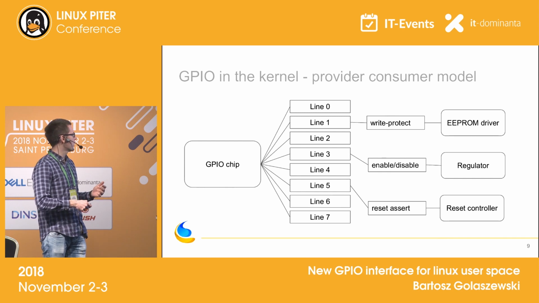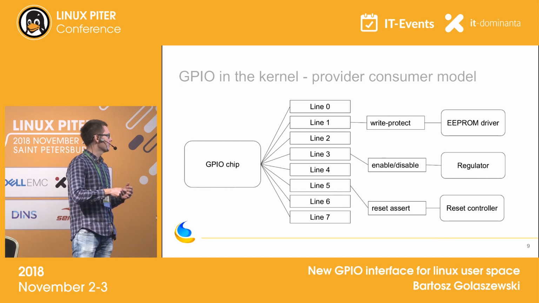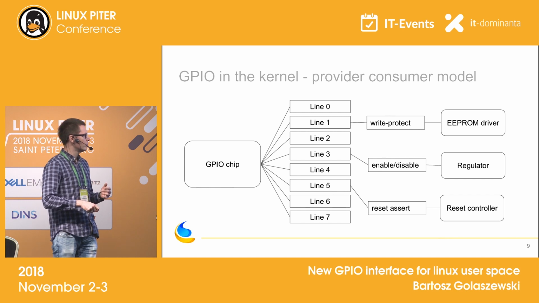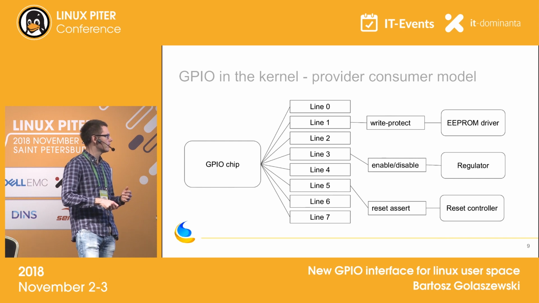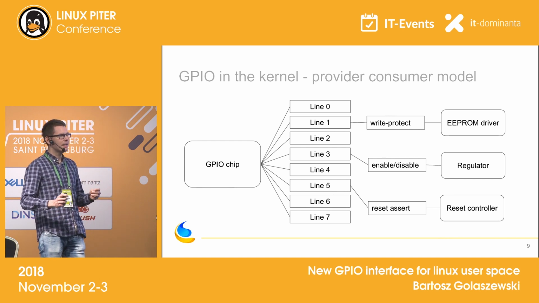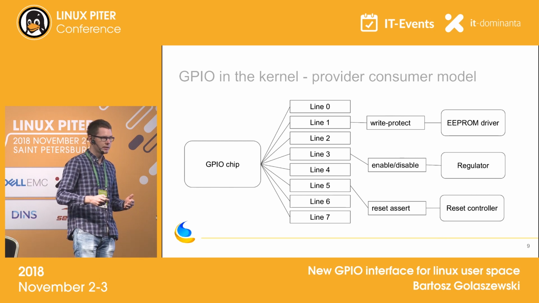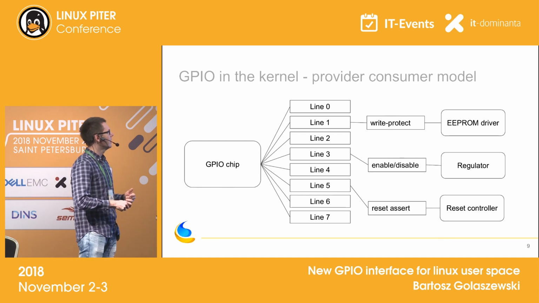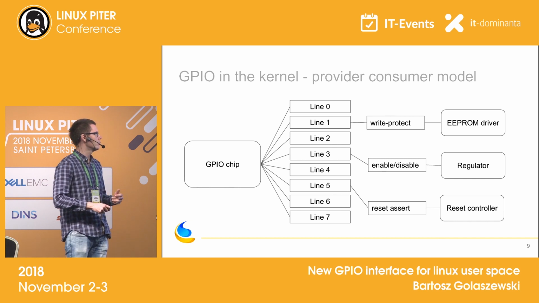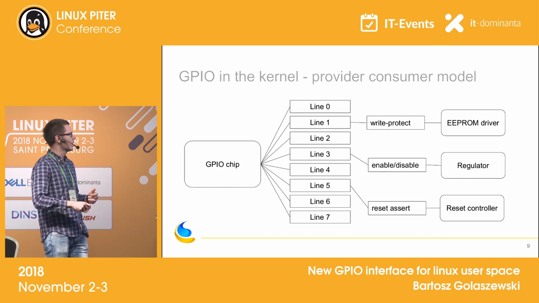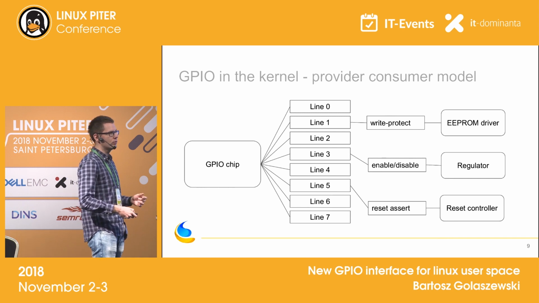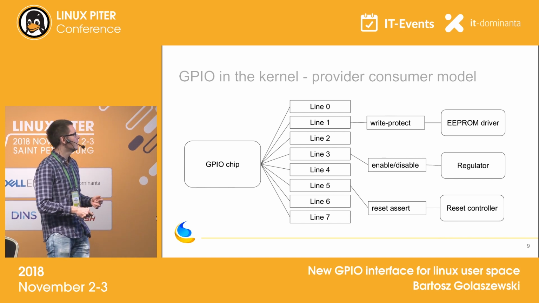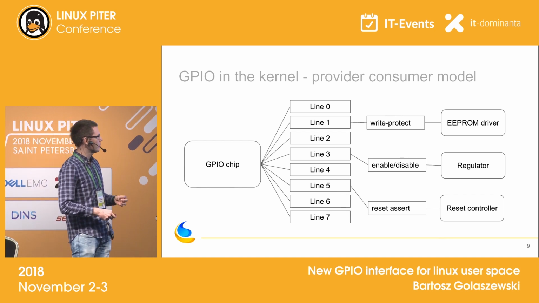So we have a GPIO chip, and it exports a set of lines. In this case, we have 8 lines, and then we have the consumers on the right: an EEPROM driver, a regulator, or a reset controller. In device tree, or in board files in legacy, or in ACPI, we assign lines to consumers and tell it, okay, this line is going to be the write protect, controlling the write protect pin of the EEPROM. So now the EEPROM driver will know that in order to write, it has to, for instance, raise the line high before executing any write operations.